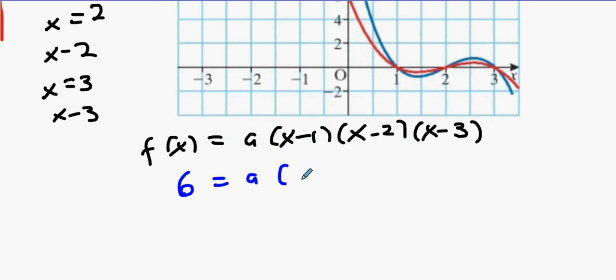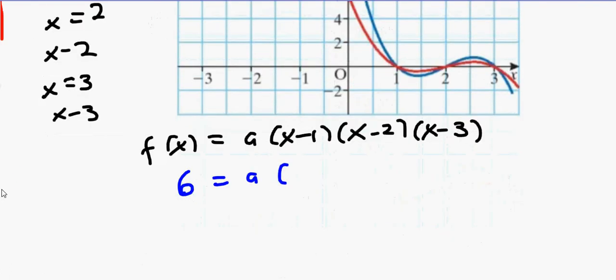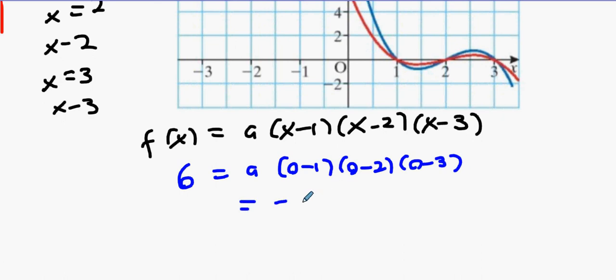Then we get A and 0, 6. So that means the x value is 0. So 0 take away 1, 0 take away 2, 0 take away the 3. I'm going to get minus 6a. Does that make sense to you guys?